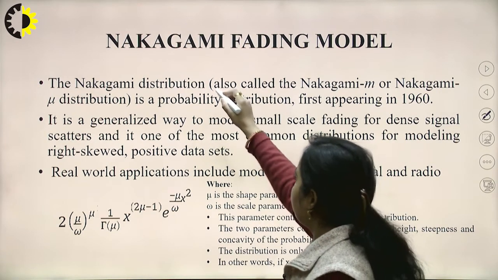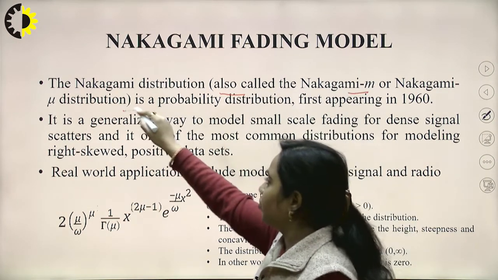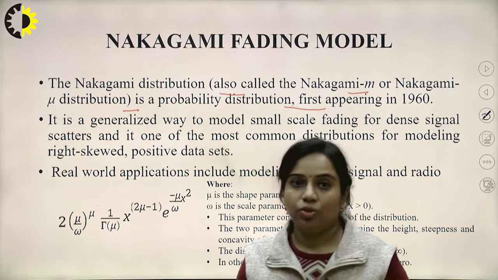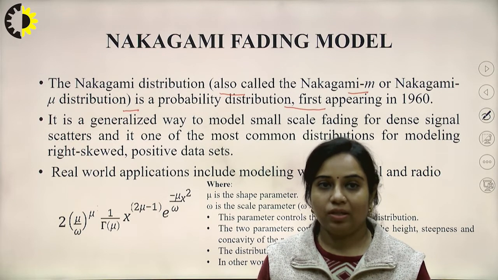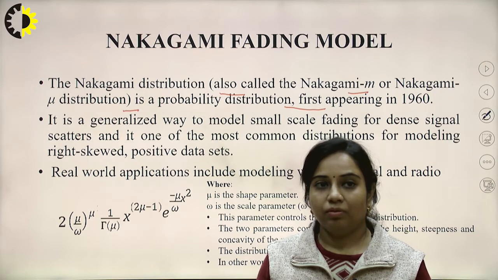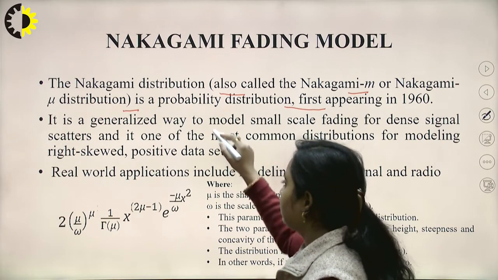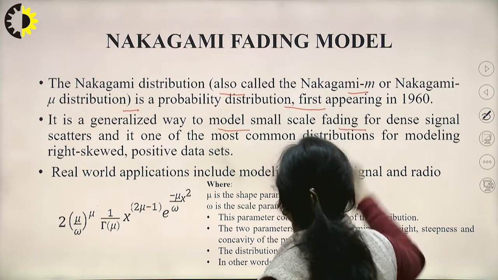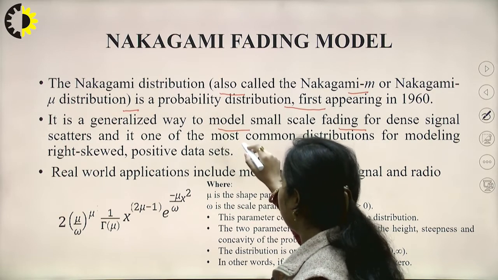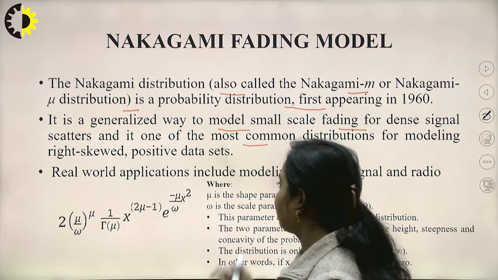So the Nakagami distribution, also known as Nakagami m or Nakagami mu distribution, is a probability distribution first appearing in 1960. So in this year these two models appeared, that is Nakagami m and Nakagami mu distribution. It is a generalized way to model small scale fading for dense signal scatterers, and it is one of the most common distributions for modeling right skewed positive data sets.